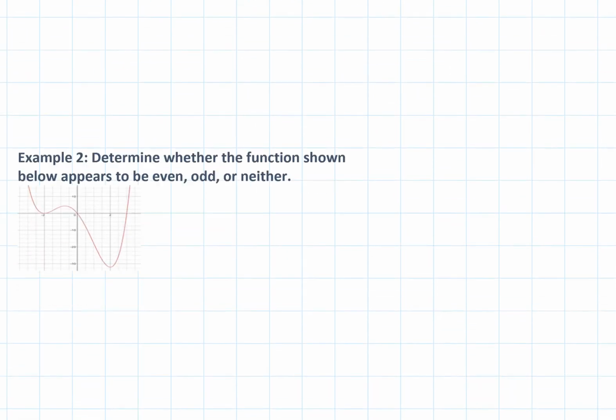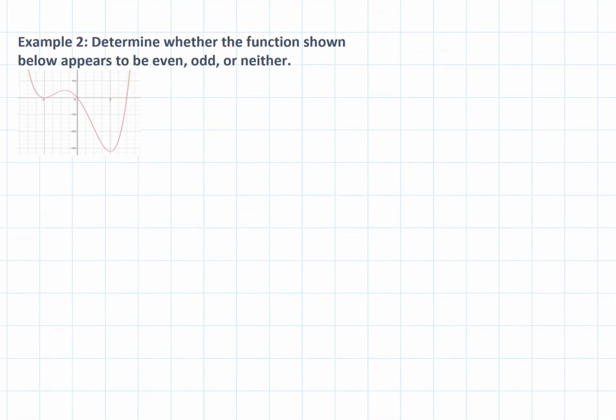Okay, let's take a look at another example. Again, determine whether the function appears to be. This isn't a definite proof. We're just giving some evidence. Let's take a look at some coordinate pairs. This looks like the point 2, -30, about.